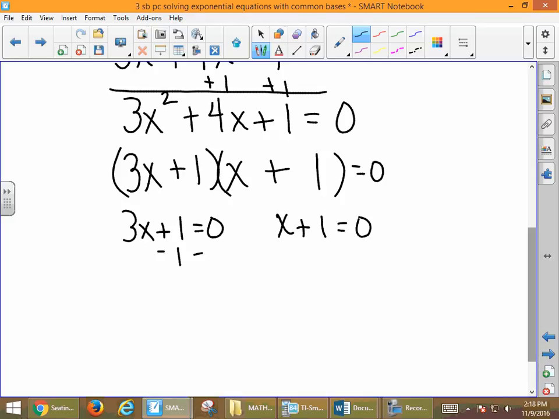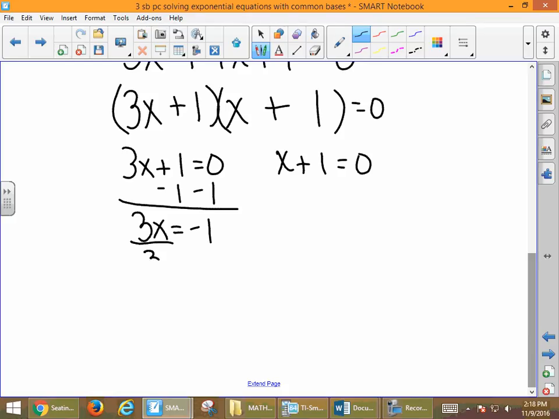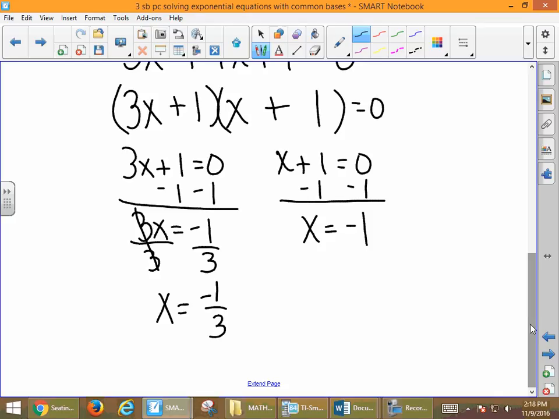So we subtract 1 from both sides, and we get 3x equals -1. Divide both sides by 3. So x equals -1/3. Over here, subtract 1 from both sides, and we get x equals -1.